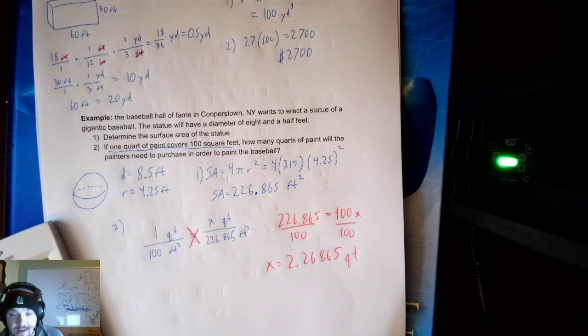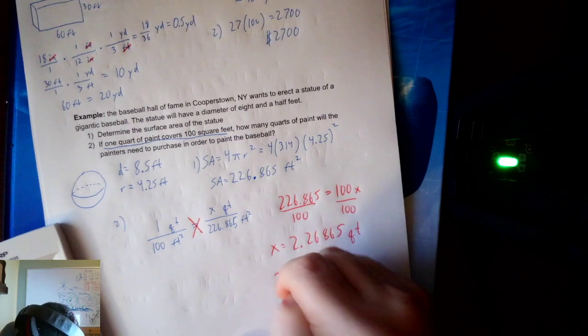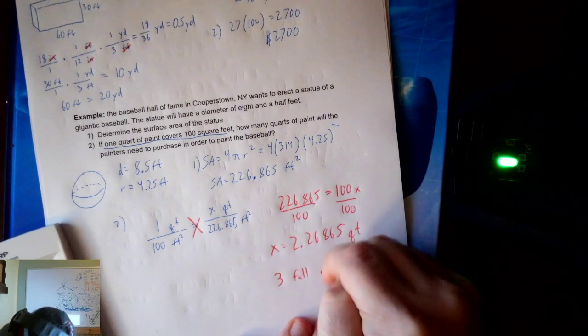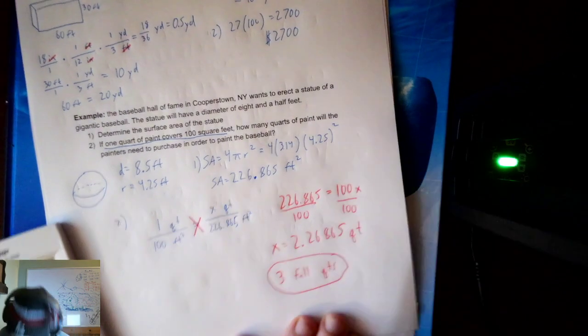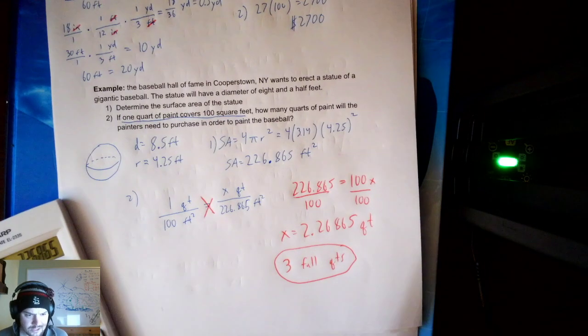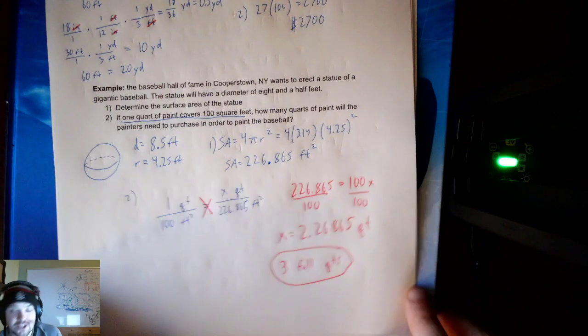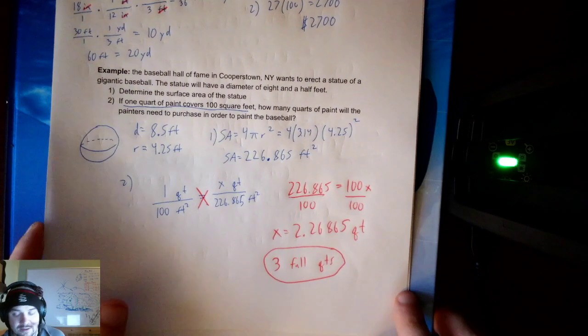Now, can I buy 2.26865 quarts? Maybe. It depends on how I'm buying the paint, right? But you might need to buy 3 full quarts, right? If you can only buy the paint in whole jugs and each one's a quart, you might need to buy 3 full quarts, right? Because 2 wouldn't be enough. So that's another real-world example. We have a baseball we're trying to paint. A gigantic baseball, but we're still trying to paint it, right?